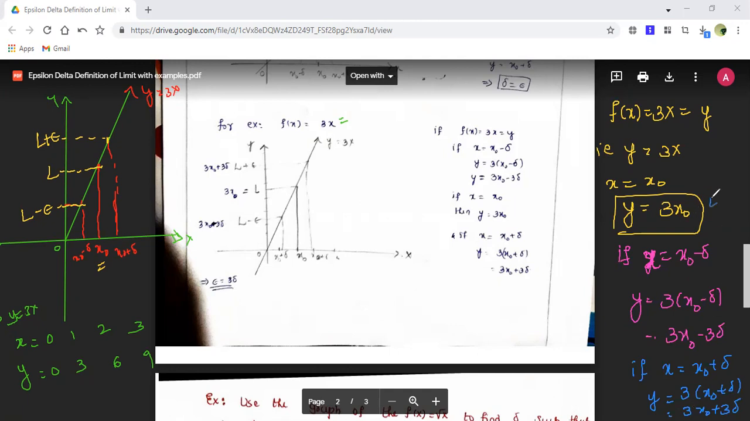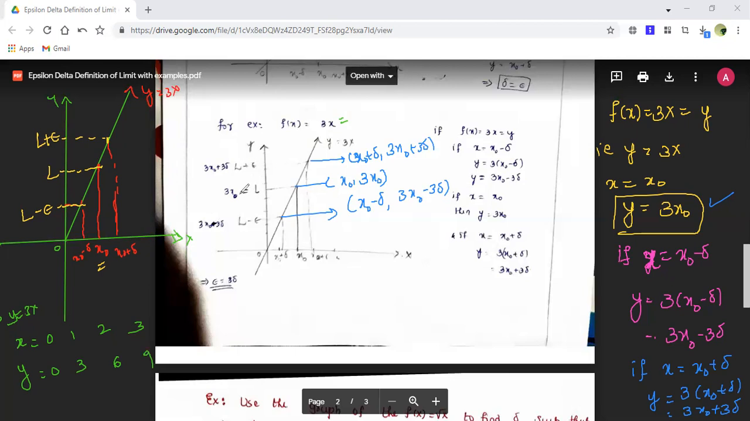So here you can see clearly, when I take x is equal to x naught, your y will be equal to 3x naught. That implies, here this is my x naught, and this point is x is x naught, means y is 3x naught on the y-axis. Similarly, if x naught minus delta is there, then y will be 3x naught minus 3 delta. Similarly, this point will be x naught plus delta, then it is 3x naught plus 3 delta. So these are the points you can see here.